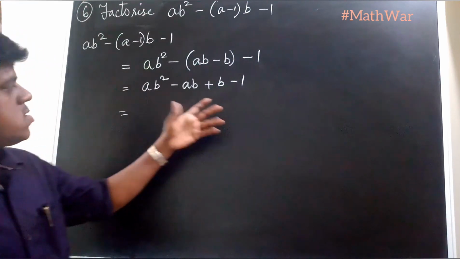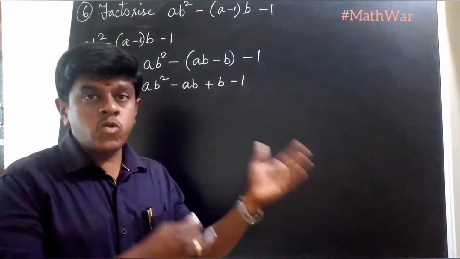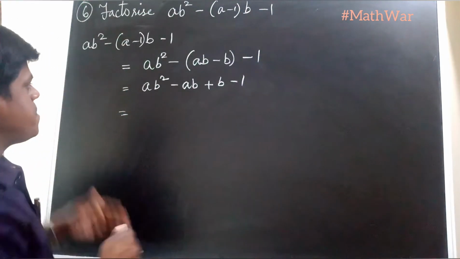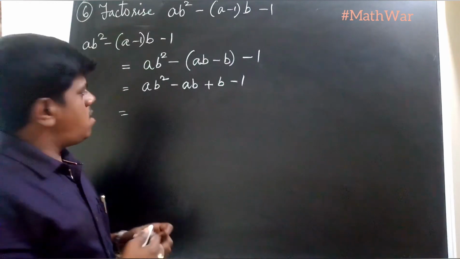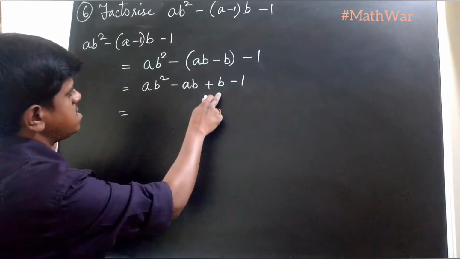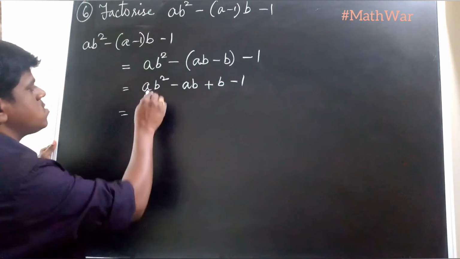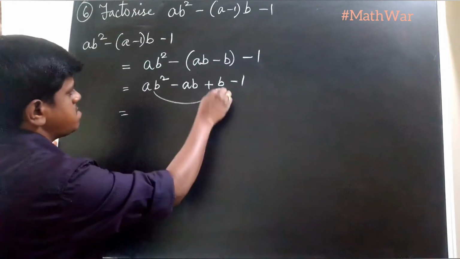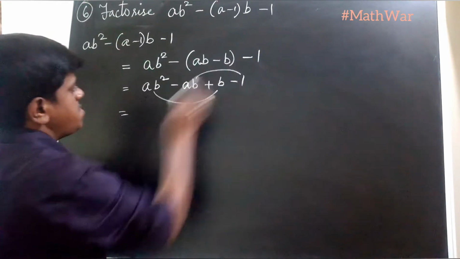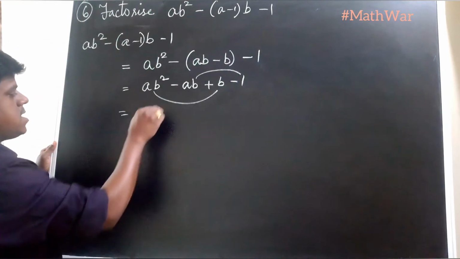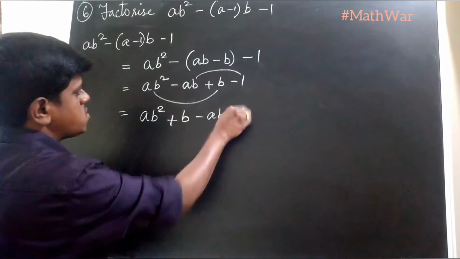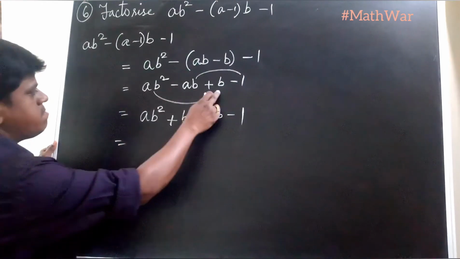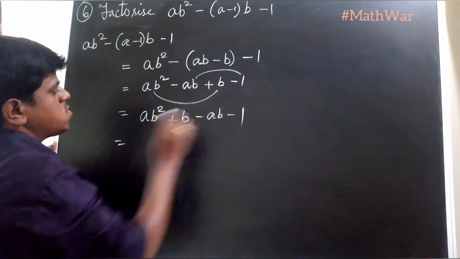Now we have 4 terms and no term or variable is common in this. So we have to go with the grouping method to factorize it. By taking the first 2 terms we can factorize, or by taking the first term and the third term also we can do it. So we are going to connect the first term and third term, second term and fourth term. This can be written as ab square plus b minus ab minus 1.